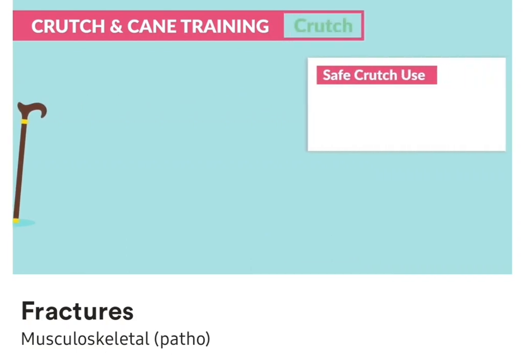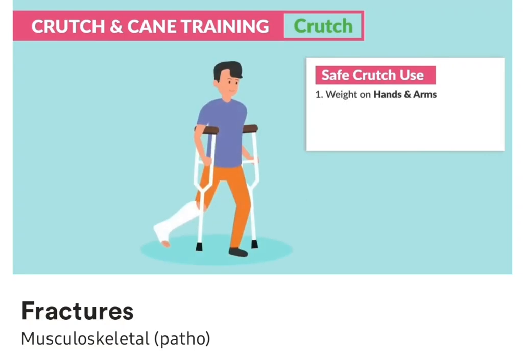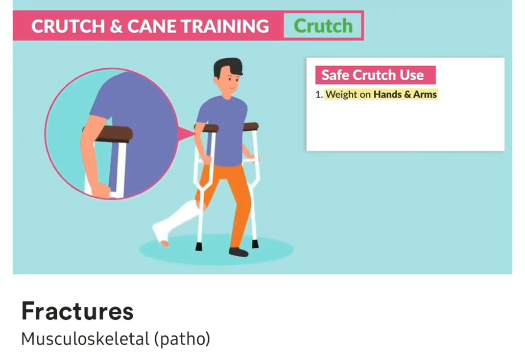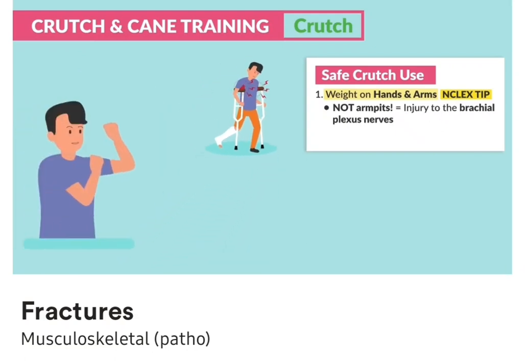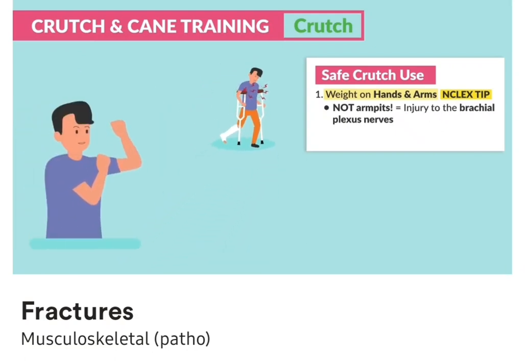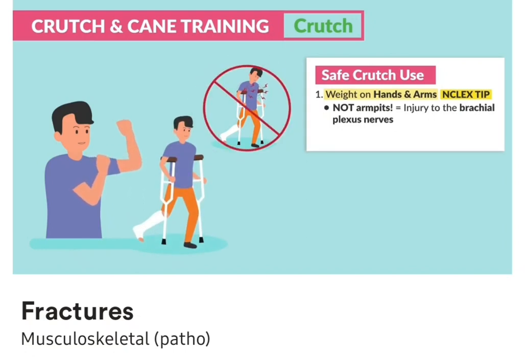So let's start with safe crutch use. Number 1, write this one down. Weight should be on the hands and the arms. Big NCLEX tip. Not on the armpits. This could lead to a big injury to the brachial plexus nerves in the armpit region. So you must assess hand and arm strength always first during crutch training. This is done to prevent injury to the nerve there.